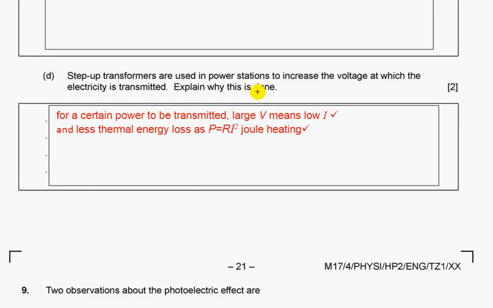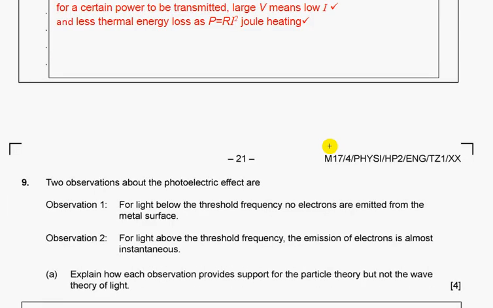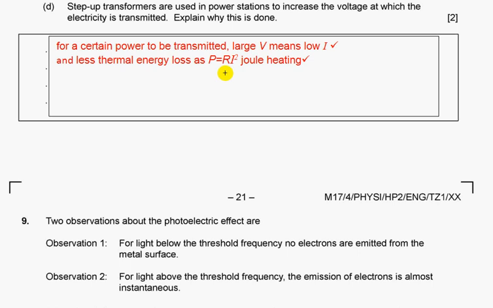Step-up transformers are used in power stations to increase the voltage at which electricity is transmitted. Explain why this is done. So we don't want high current, so we should decrease current. To decrease current, we should increase voltage. So for a certain power to be transmitted, large V means low I, and less thermal energy lost to heating, because the formula for power in the cables will be RI squared, so we decrease I to have fewer losses in the cable.